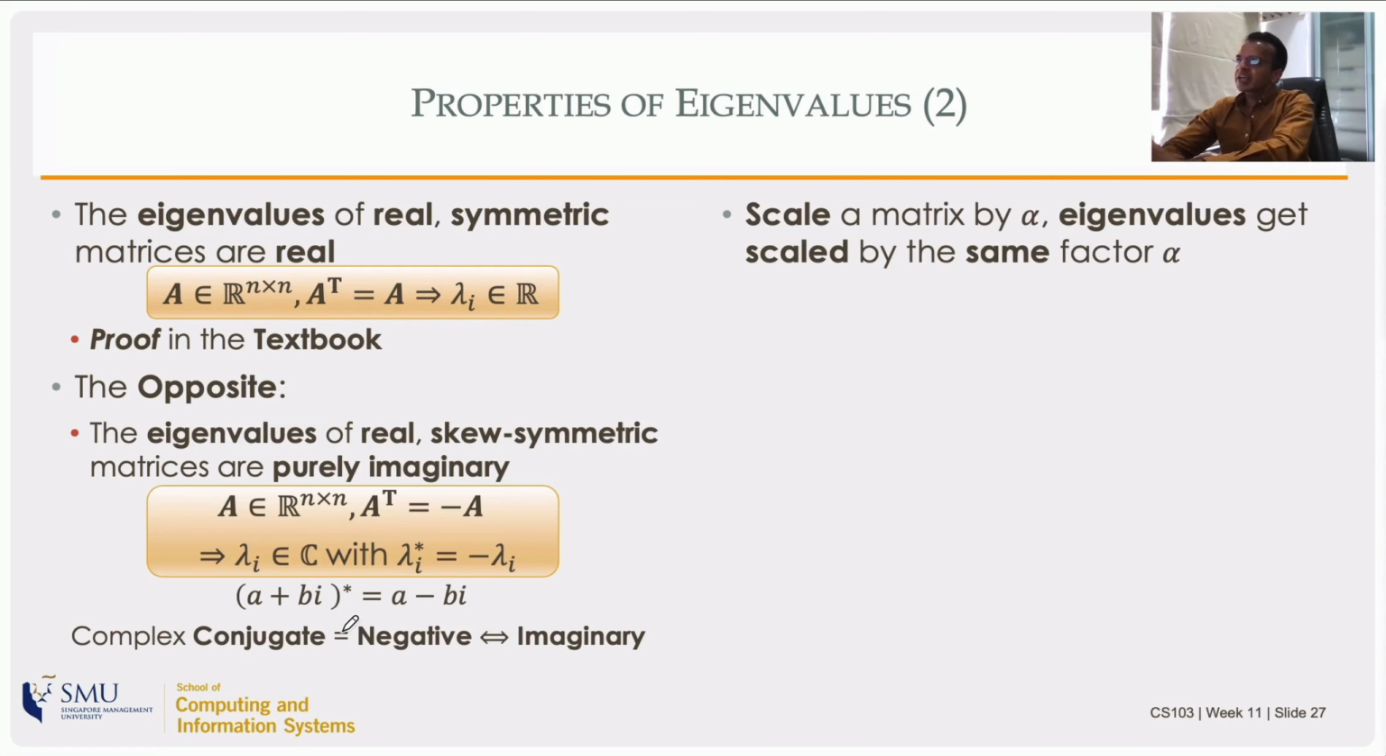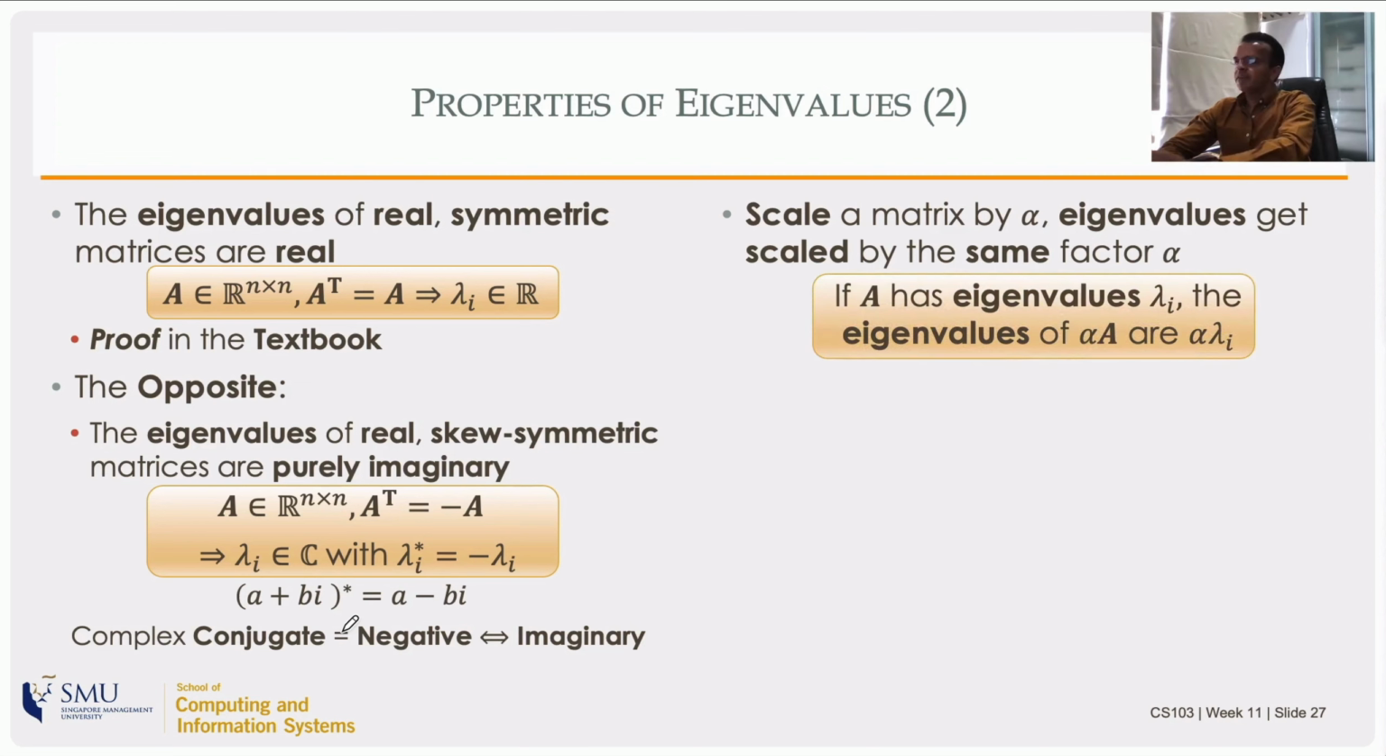There's one more set of properties. If you scale a matrix by alpha, the eigenvalues will scale by the same factor alpha. So if A has eigenvalues lambda i, the eigenvalues of alpha times A would be alpha times lambda i. This is fairly easy to prove. So what we have is Ax is equal to lambda x because lambda is an eigenvalue.